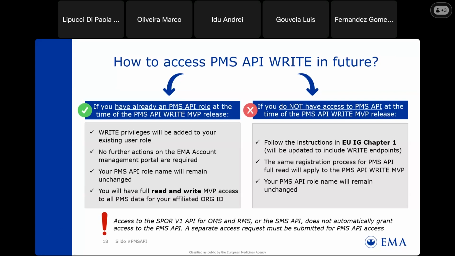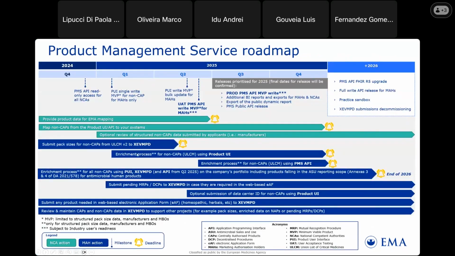If, at the time when we will be opening the write PMS API, you didn't request yet the access, then in that case, you just follow the same process described in chapter 1. We will just amend the write endpoints into this role. So with one single request, API access, you will be granted both privileges, read and write. So we want to keep it very simple.